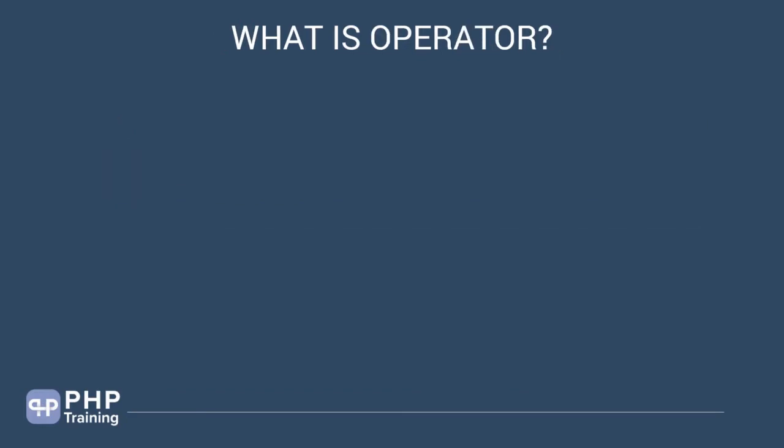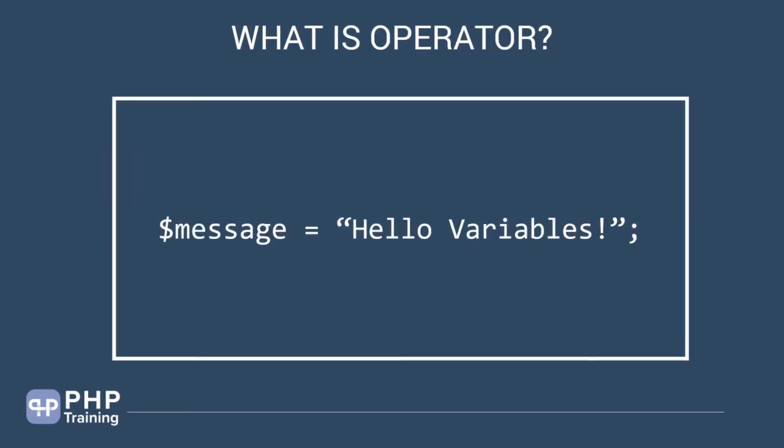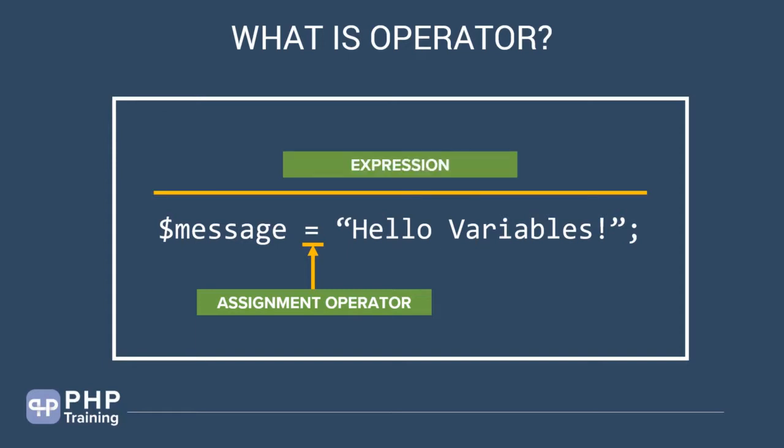So what are operators? Let's take an example. $message is equal to hello variables. $message is a variable and hello variables is a string, and everything is called an expression, right? And the equal to sign is called the assignment operator. It's an operator that is doing some kind of operation, and that operation is assigning that string value to a variable, and everything from $message to the semicolon is called an expression. Okay, so that's how you basically read it.